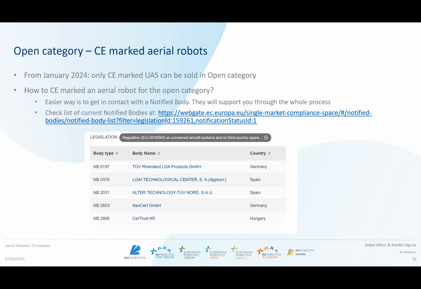You have a drone company, you would like to get a CE mark, so you can sell the drones or the aerial robots for operation in the open category, only for the open category. Then my suggestion, if you don't have a lot of expertise or you don't want to get deep into that, is to contact a notified body. And this is the list of currently approved notified bodies in Europe, as of yesterday. We have these 5, and you have here the link.